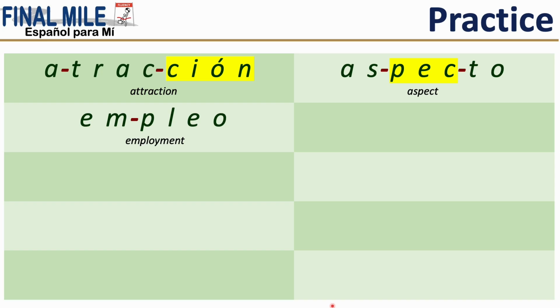E and O are adjacent vowels. They are both strong, so they must be separated. Pronunciation emphasis. And we say empleo. Breaks. E and A are both strong. Coquetear.